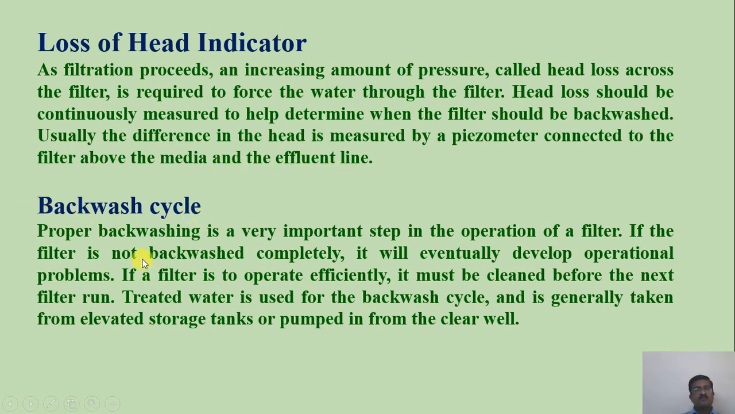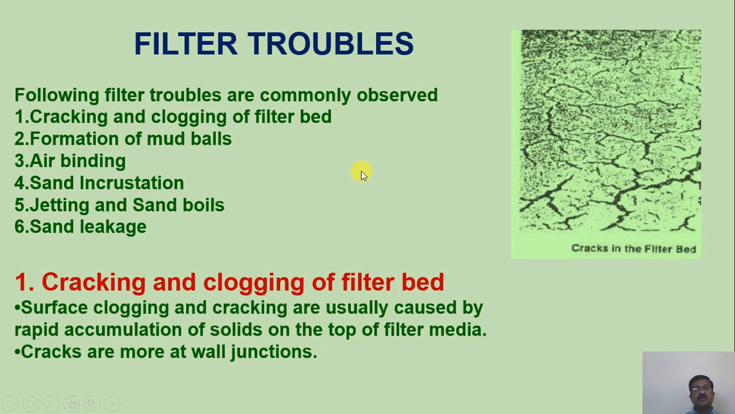Backwash cycle. Proper backwashing is a very important step in the operation of the filter. If the filter is not backwashed completely, it will eventually develop operational problems. If a filter is to be operated efficiently, it must be cleaned before the next filter run. Treated water is used for the backwash cycle and is generally taken from elevated storage tanks or pumped in from the clear well. Now the filter troubles.